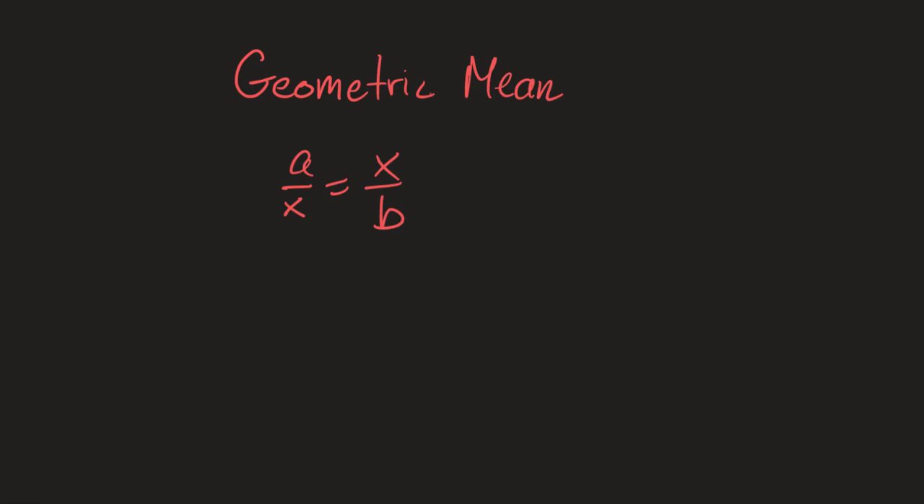If you have a over x equals x over b, then x is considered to be the geometric mean of a and b. If we solve for x, then x squared equals a times b, and so x is equal to the square root of ab, and we're going to be using this in the upcoming theorem.